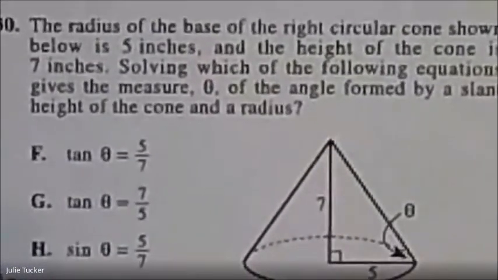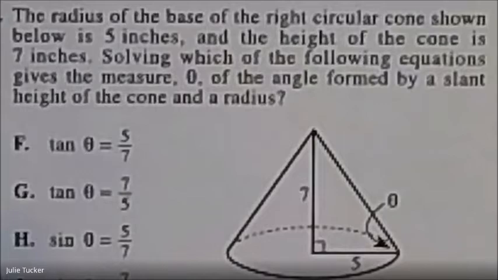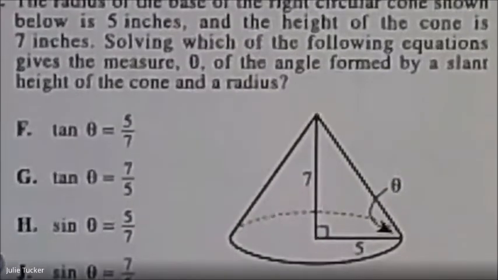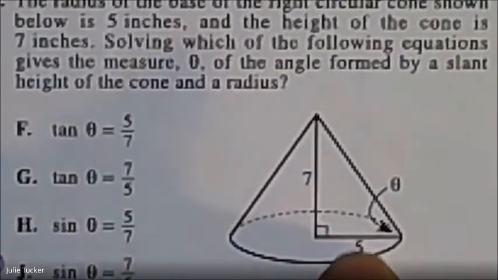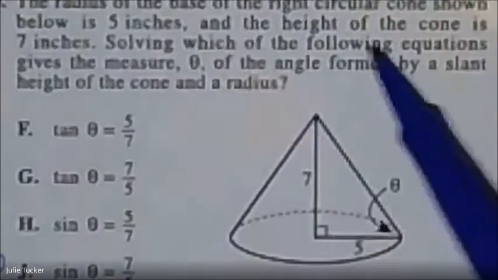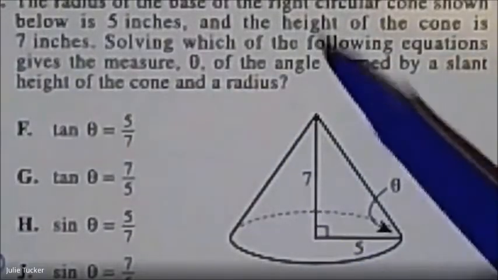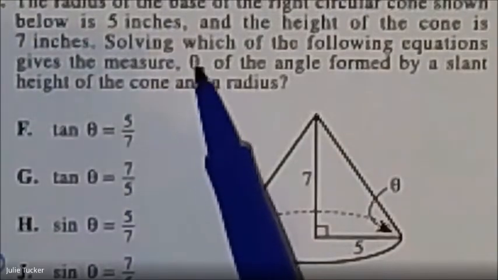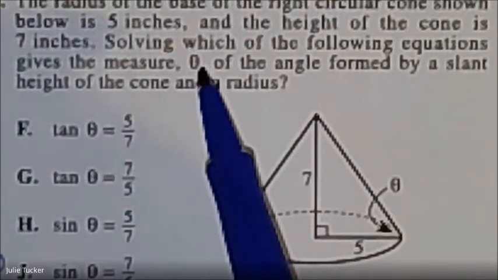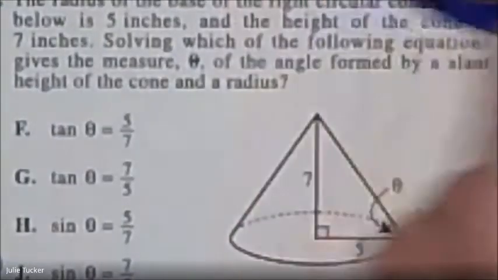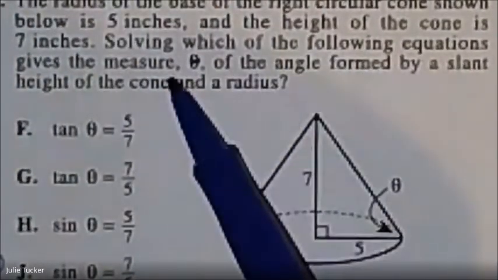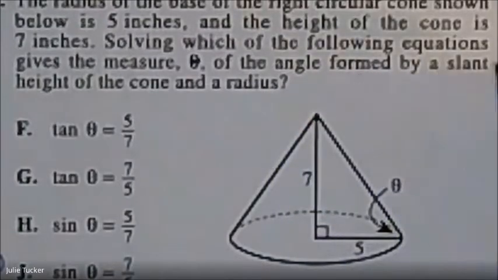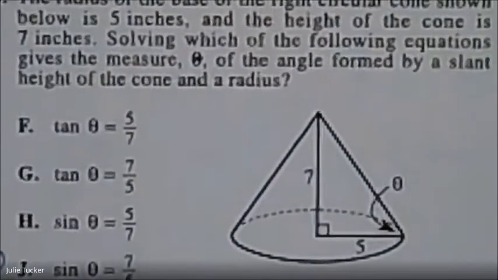Last question. The radius of the base of the right circular cone shown below is 5 inches. They have that labeled. See it right there where my finger is? 5. And the height of the cone is 7 inches. That is also labeled right there. Which of the following equations gives the measure theta of the angle formed by a slant height of the cone and a radius?